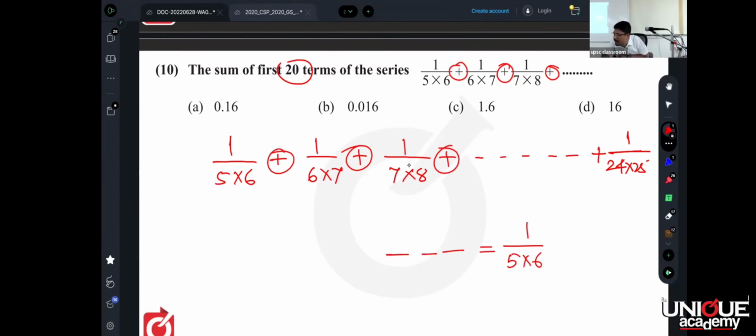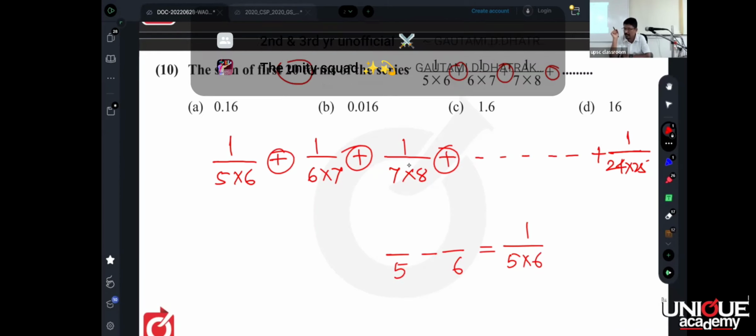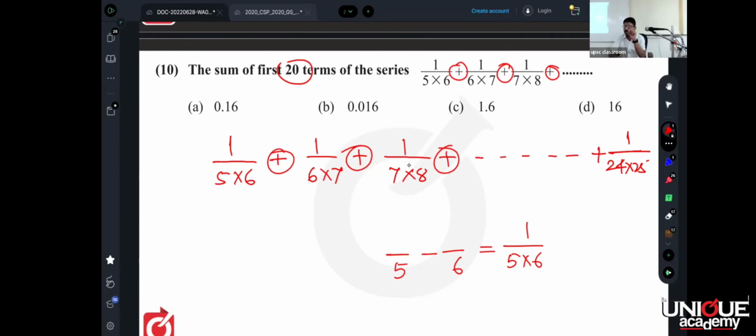Listen, whatever may be the numerator, the denominators of these fractions have to be 5 and 6. Are you getting me? Are you getting online, friends? Okay, so any number in the numerator upon 5 minus another number upon 6 will have the subtraction in the denominator as 5 into 6.